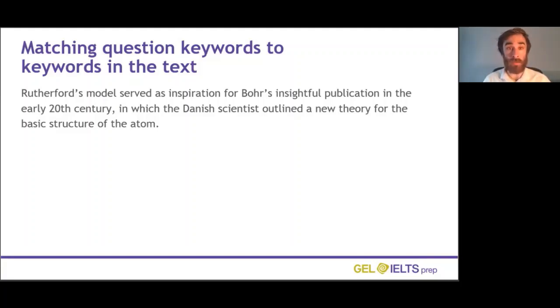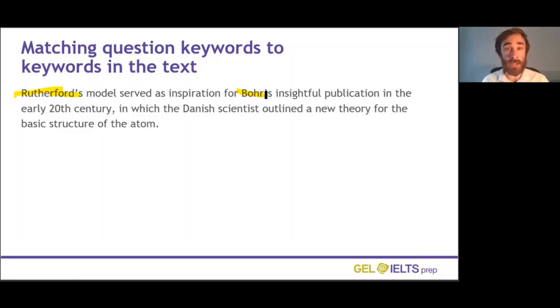Let's look at an example of this. Here we have a new question sentence. Let's read through it and identify some keywords. Rutherford's model served as inspiration for Bohr's insightful publication in the early 20th century, in which the Danish scientist outlined a new theory for the basic structure of the atom. So the first thing I notice is the proper nouns. We have Rutherford and Bohr. So these are probably the names of people or possibly the names of organizations.